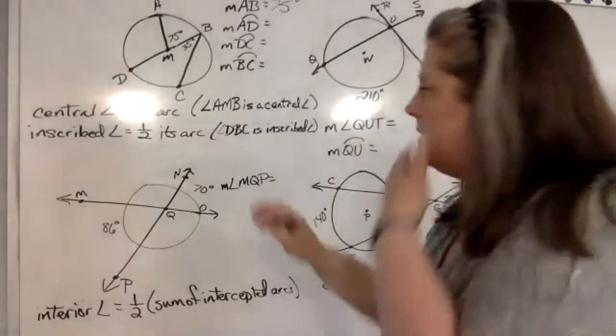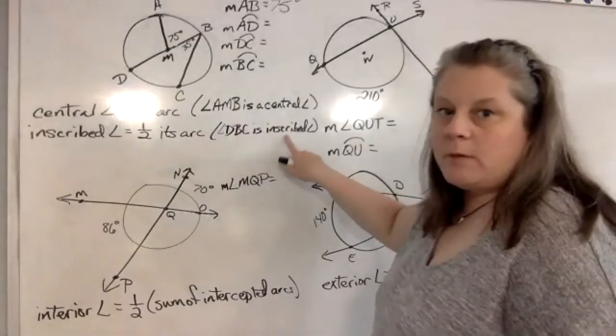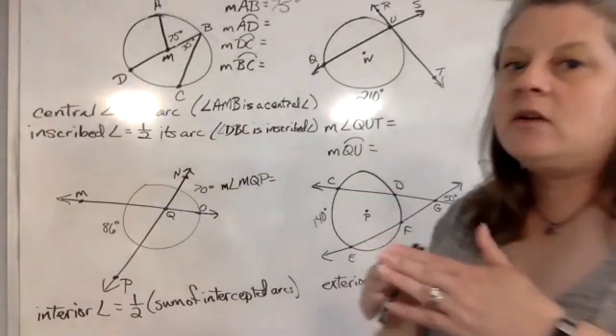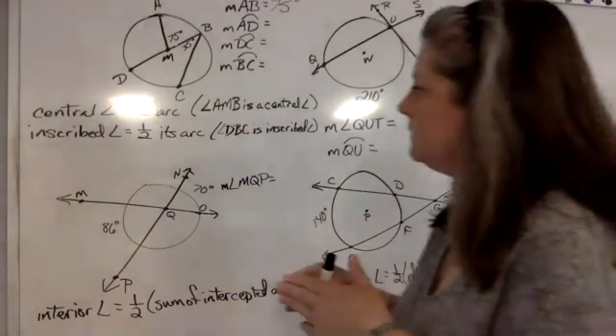Now, we said angle DBC was what we call an inscribed angle. It's an angle whose vertex is on the circle.